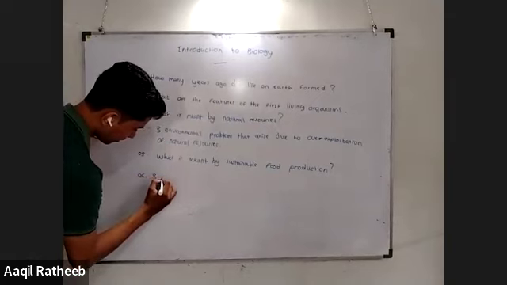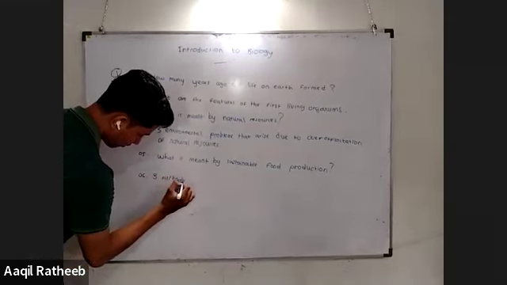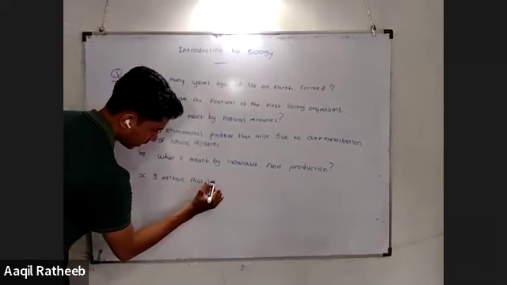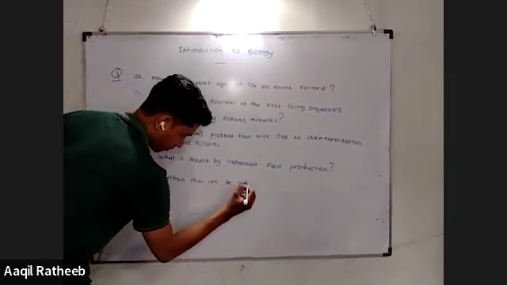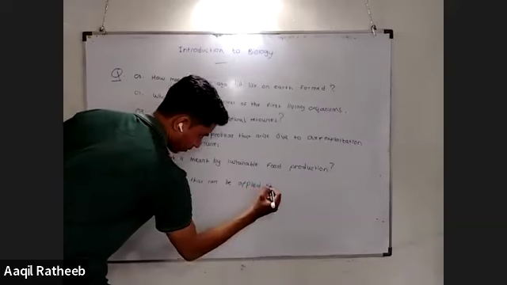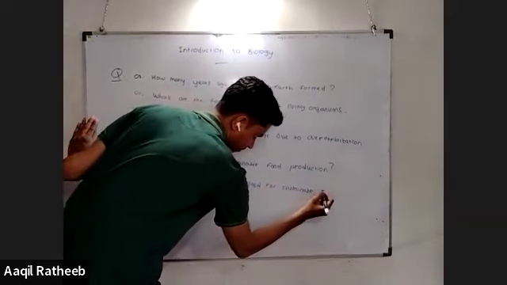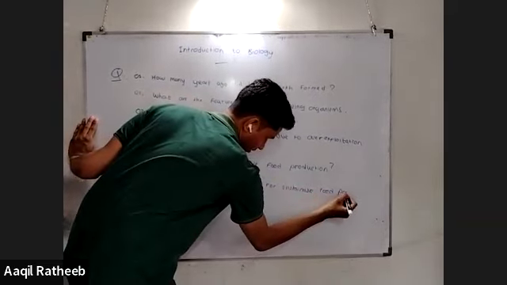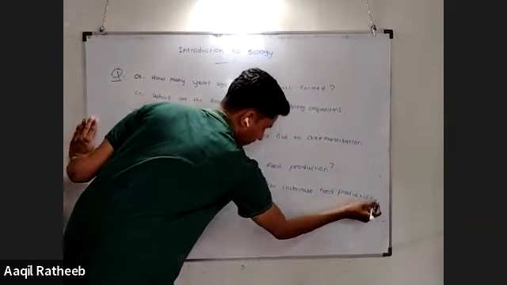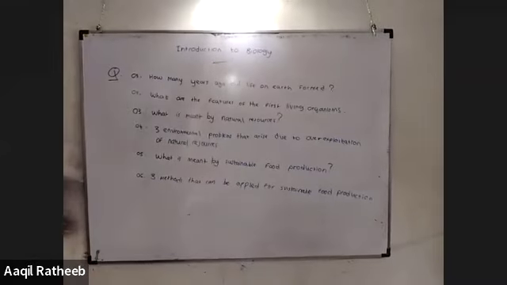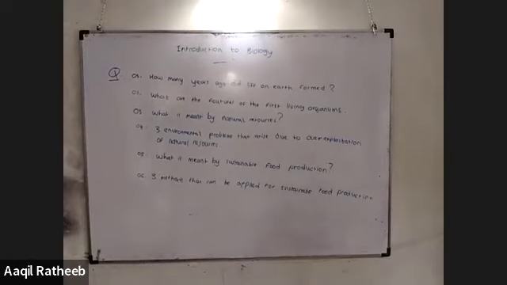Number six, three methods that can be applied for sustainable food production. Yeah, so try these questions, then I'll give the next round. Five more questions. Let's quickly write this down or take a screenshot.